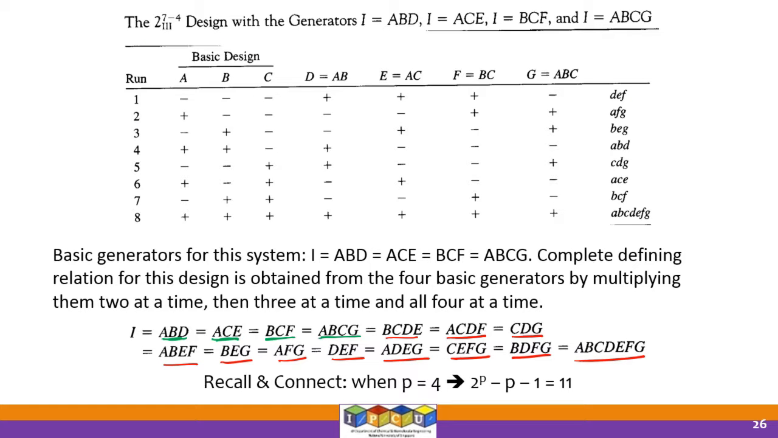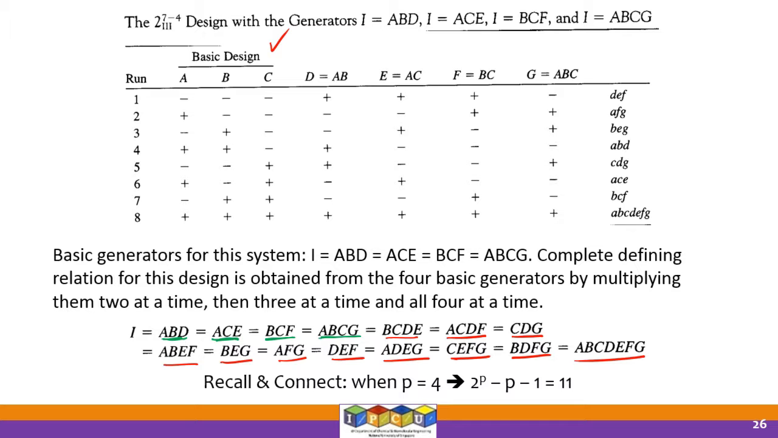So let's look at the 2 to the power of 7 minus 4 design, and this is of resolution 3, and they have these generators. If you have a 2 to the power of 7 minus 4 design, that means you have 7 factors, your p-value is 4. That means you are at liberty to design ABC. So that's the basic design, right?